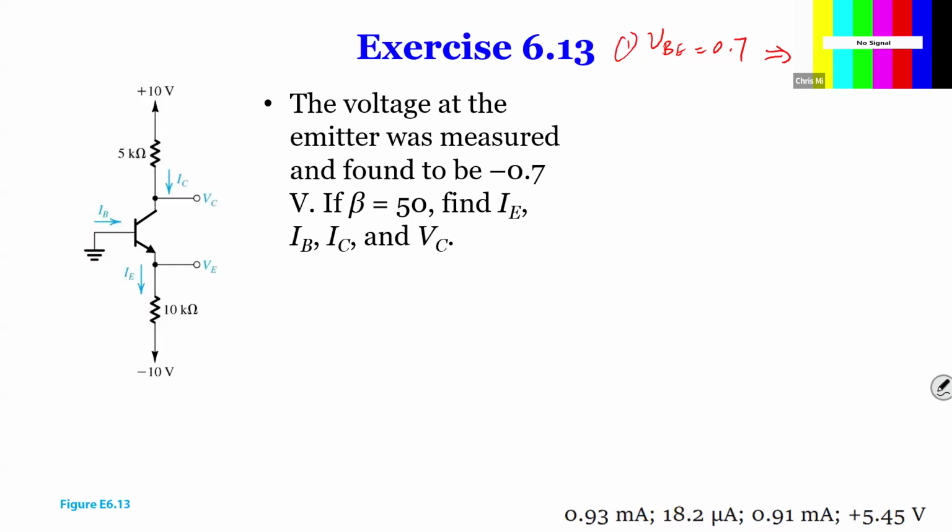Now that we know VE, and RE is given, we should be able to easily find IE. That should be a fairly easy step. IE will be VE minus VEE, divided by RE. In this case, VE is minus 0.7, minus VEE, which is minus 10, divided by RE, which is 10. So we have IE equal to 0.93.